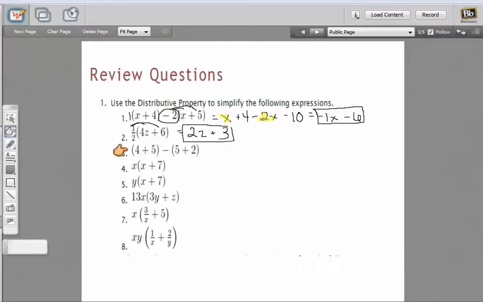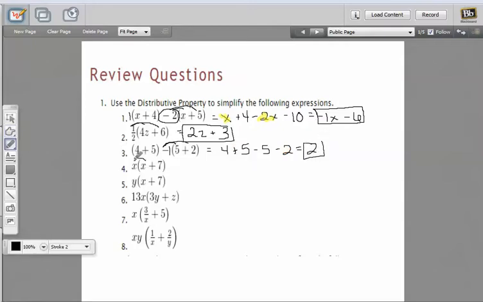In example 3, we want to go ahead and notice that we are distributing a negative 1 through our second set of parentheses. So we have 4 plus 5 in our first one, but we have negative 1 times 5, which is a negative 5, and a negative 1 times 2, which is a negative 2. So when I combine like terms here, 4 plus 5 is 9, 9 minus 5 is 4, 4 minus 2 is 2.